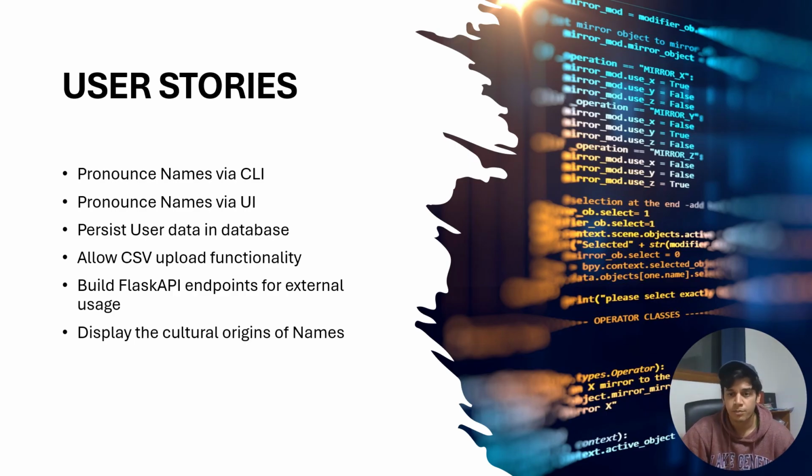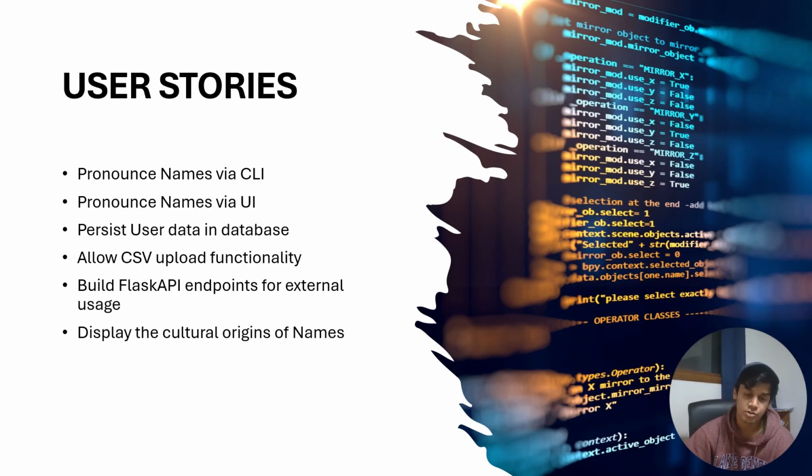We are persisting user information, like I mentioned, in the Postgres database, and we're allowing users to upload a CSV containing lots and lots of names. We would like to avoid the user entering hundreds and hundreds of names within the simple text box that we have. So we're supporting this functionality of allowing users to upload their names in a CSV. We are also building a Flask API endpoint that can be consumed by our front end, as well as other external services should they feel the need to interact with our application.